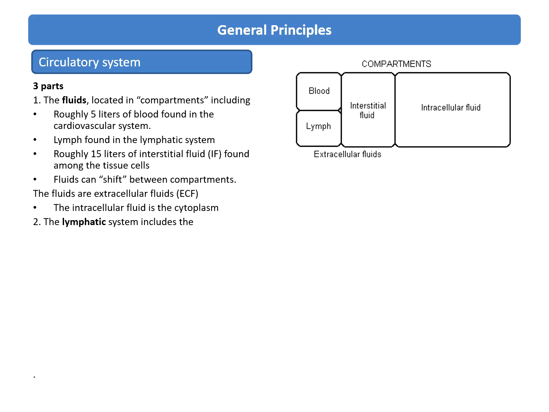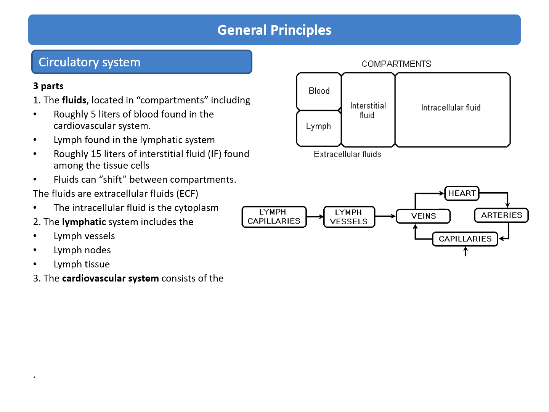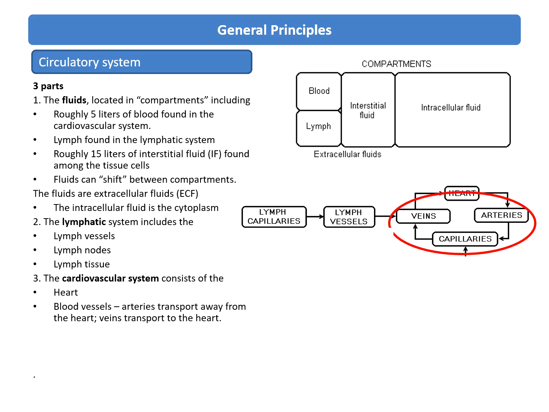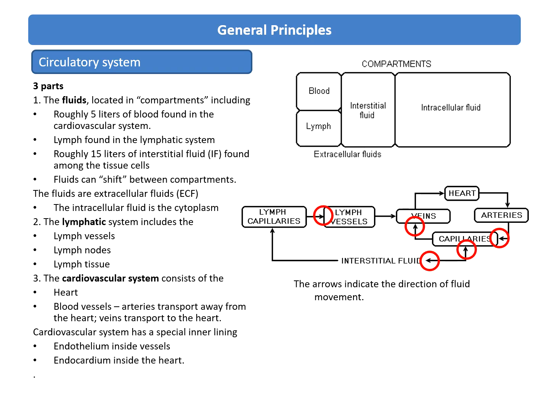The second component is the lymphatic system. It includes lymph vessels, lymph nodes, lymph tissue, and the third part is the cardiovascular system. It consists of the heart and blood vessels. Among the blood vessels, arteries transport away from the heart, veins transport to the heart. The cardiovascular system has a special inner lining. It's called endothelium inside the vessels and endocardium inside the heart.